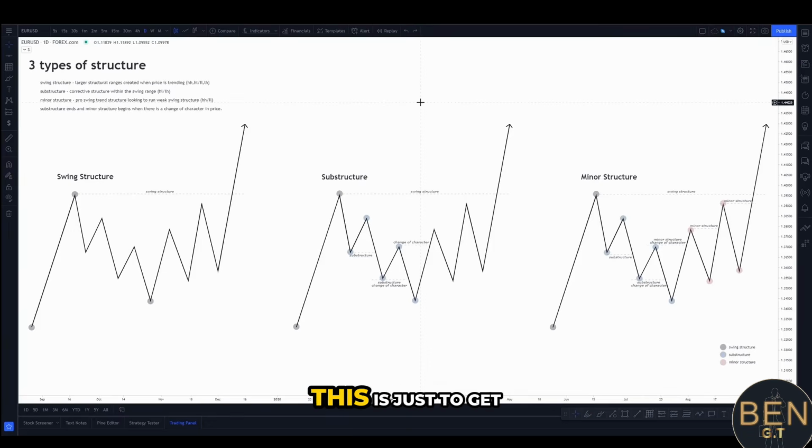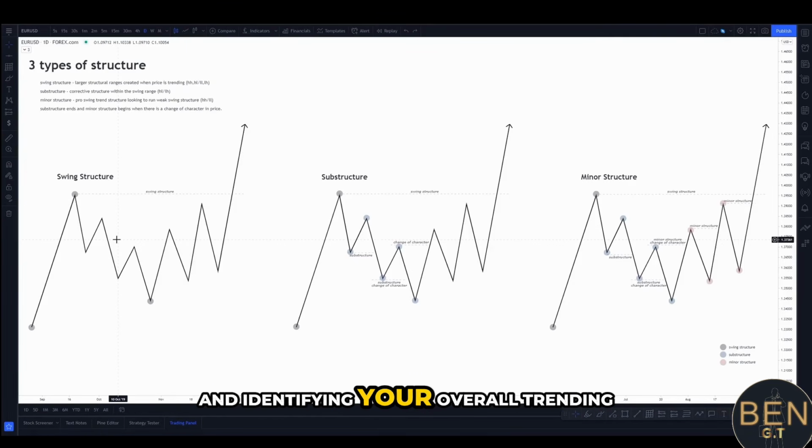But until then, this is just to get your mind thinking as you're navigating the charts, as you're looking at these three different types of structure. So again, swing structure is going to be your key structure in identifying your overall trending market structure that you'll be following. The substructure is the counter trend structure within that swing range between, in this example, the higher high and the higher low. So the substructure is going to form our higher low in a bull trend or a lower high in a bear trend.